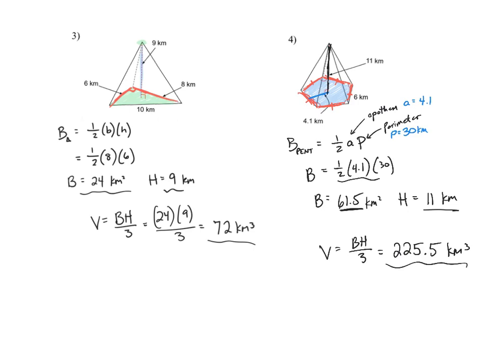Have a wonderful day. I hope you learned something. Just to recap, we learned that the volume of a pyramid is big B, which means the area of the base, times big H, which is the height of that pyramid, and then divide by 3. And it all starts by finding the area of that base.